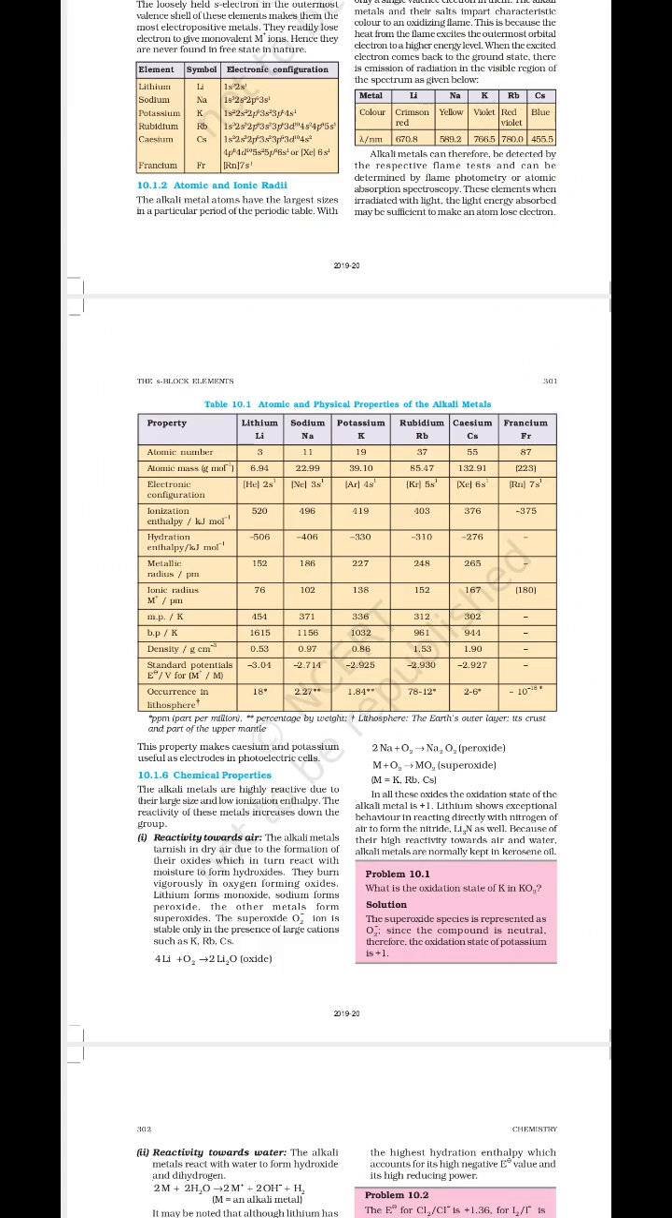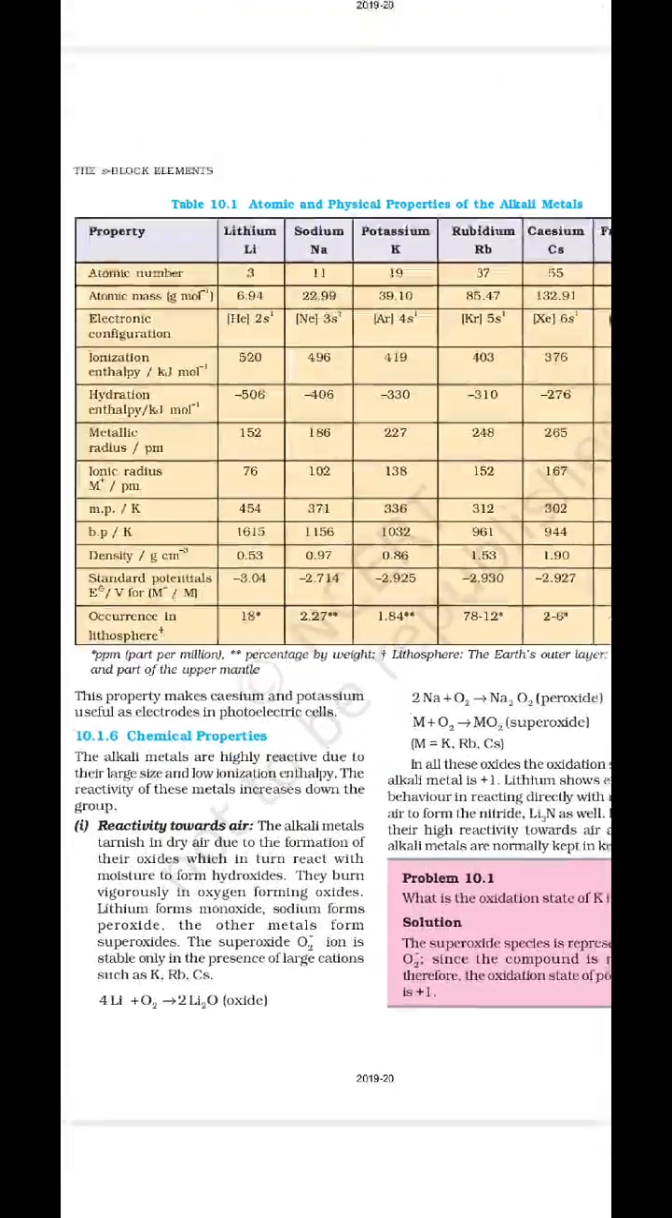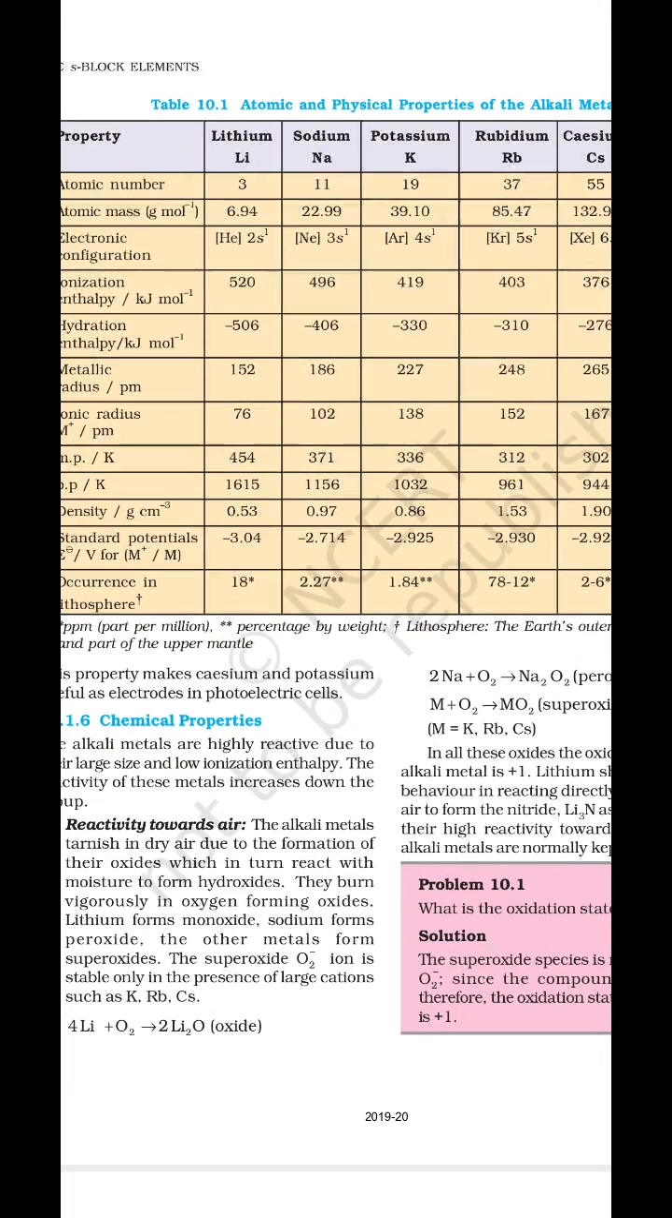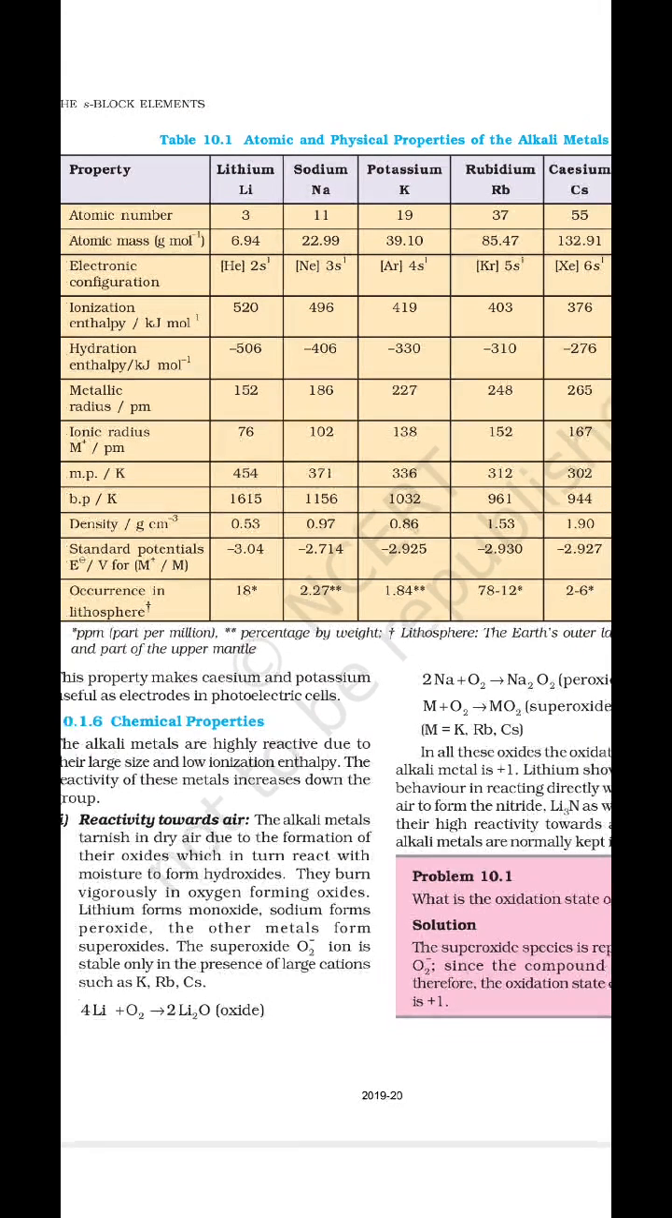First is the reactivity toward air. They react with air and form oxides, because air is a mixture of gases. In air, carbon dioxide, nitrogen, oxygen gas, and some other gases are present. Out of these, oxygen is highly reactive, so it reacts with alkali metal and gives oxides. So the alkali metal reacts with air to form oxides.